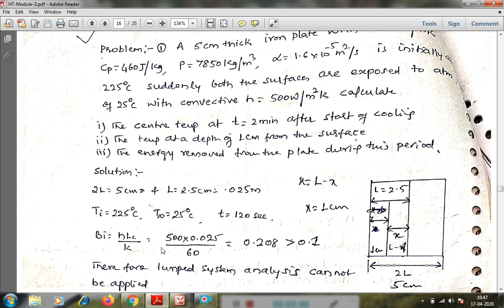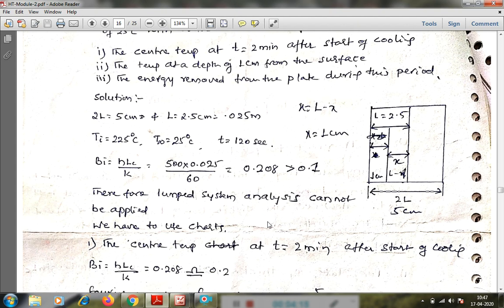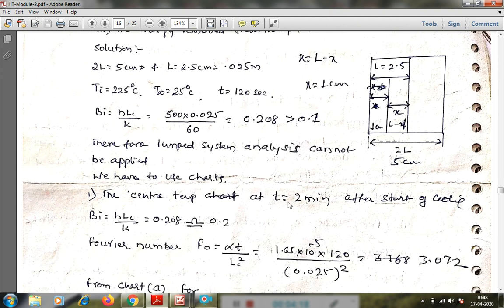For that we have to find the Biot number to check whether lumped system analysis is applicable or not. hLc by k is 500 into 0.025, where 500 is h and 0.025 is the characteristic length, that is 2L by 2 which is L, divided by 60. That gives 0.208, which is greater than 0.1, so lumped system analysis cannot be applicable. Then we have to use the transient temperature charts. First, the center temperature at t equal to 2 minutes after the start of cooling. The Biot number hL by k, where we take L as half of the total slab thickness, is 0.208, as already calculated. And the Fourier number Fo is alpha t by Lc square. Alpha is 1.65 into 10 raised to minus 5 meter square per second, time 120 seconds, and 0.025 characteristic length squared. That gives 3.072.